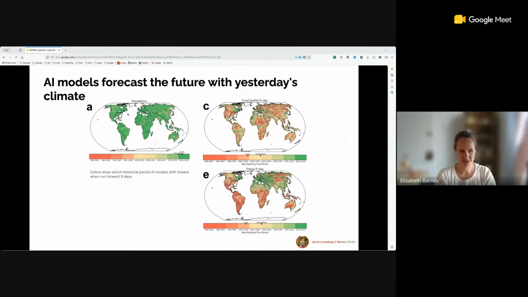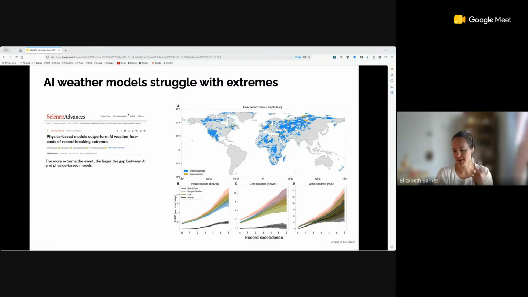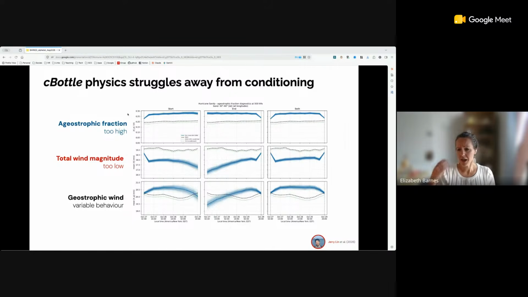And this is work that is published, so you can go look that up. And in fact, as I mentioned, some other work has come out showing that in the extremes, AI weather models are still struggling. I already showed work from C-Bottle, which is not an autoregressive model, but a one-shot generative model. We are indeed finding issues with the model struggling away from those conditioning endpoints, thinking about the physics itself, what we call the geostrophic balance of the winds and how well it does compared to reality, shown in the dashed line. So there's still work to be done.